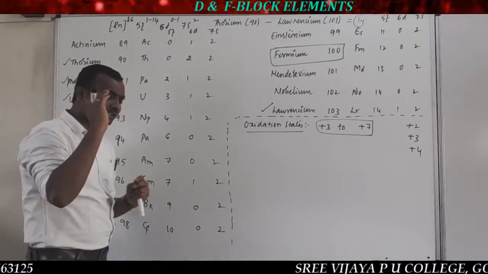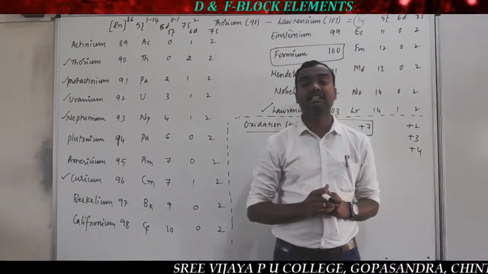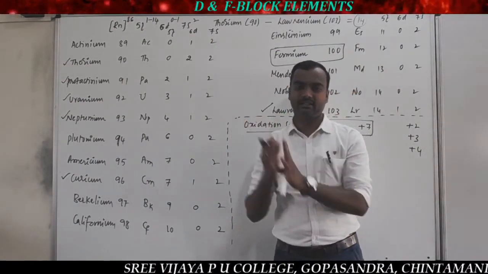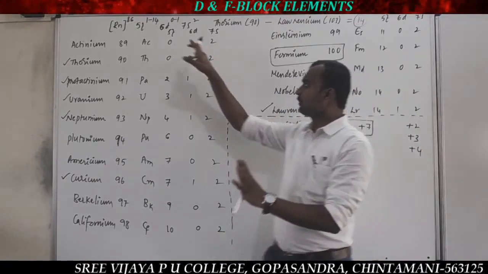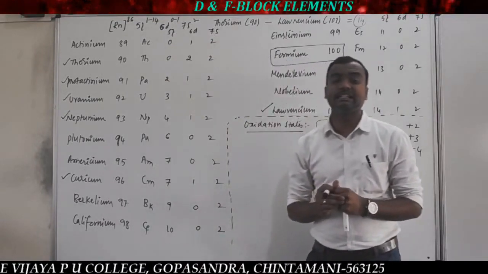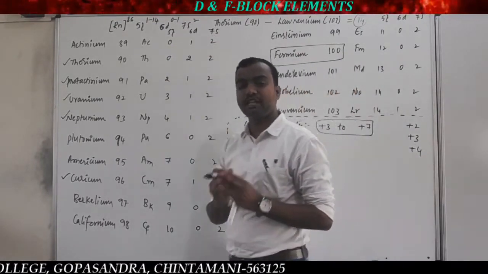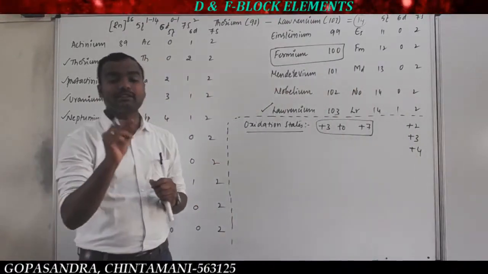Just remember the d block elements. Why does the d block element show variable oxidation state? Because of the small energy gap between n-1 d and ns orbitals. The same reason applies here also. So here the energy gap between 5s, 6s, 7s, there is a very small energy gap, because of the small energy gap between 5f, 6p and 7s orbitals.